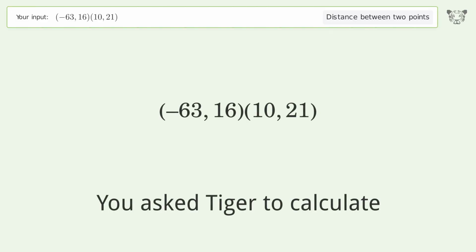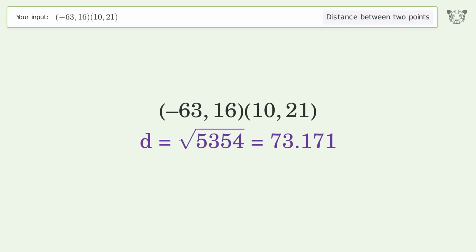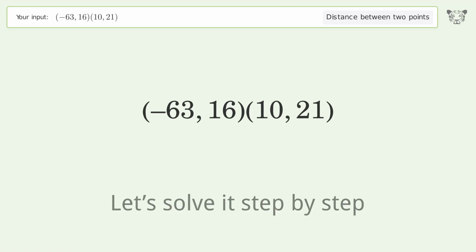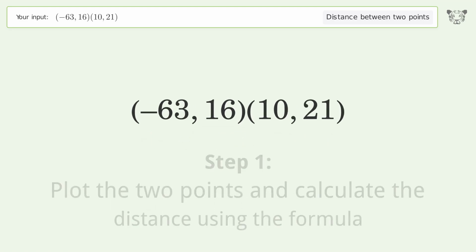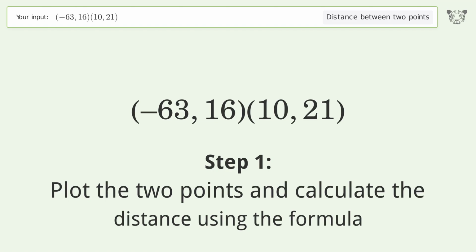You ask Tiger to calculate. This deals with the distance between 2 points. The distance between the 2 points is the square root of 5,354, or 73.171. Let's solve it step by step. Plot the 2 points and calculate the distance using the formula.